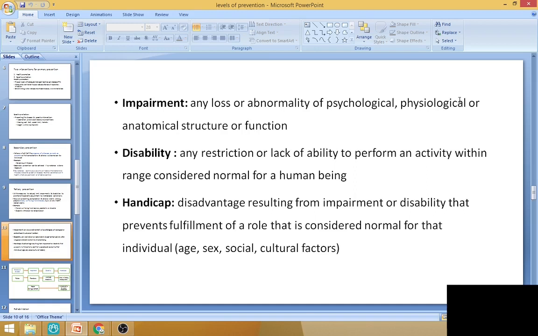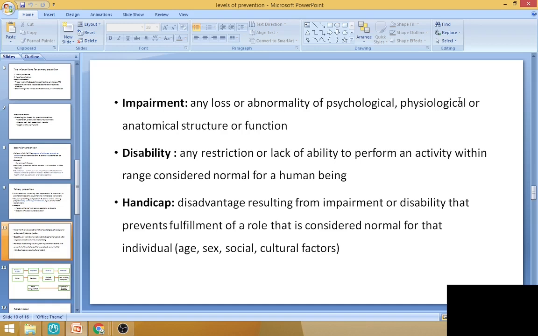I told you that he lost one of his limbs. Losing one of the limbs is a loss of anatomical structure. So if you are asked about the losing of a limb, it is known as impairment. Understood? Yes, ma'am.